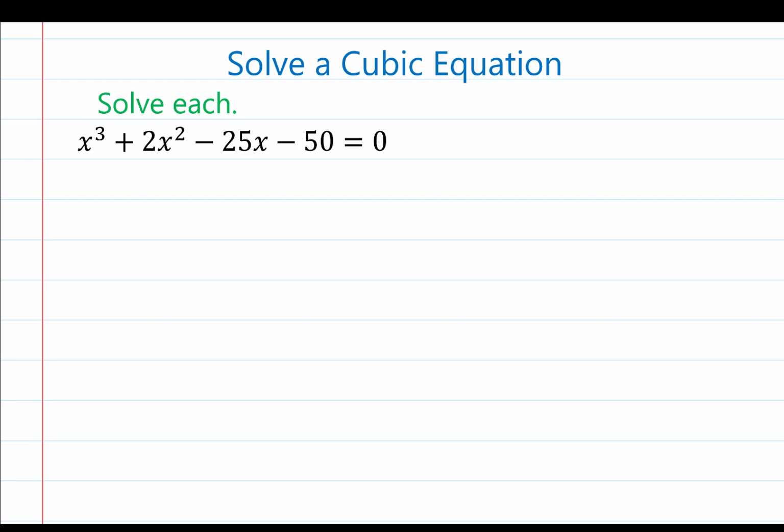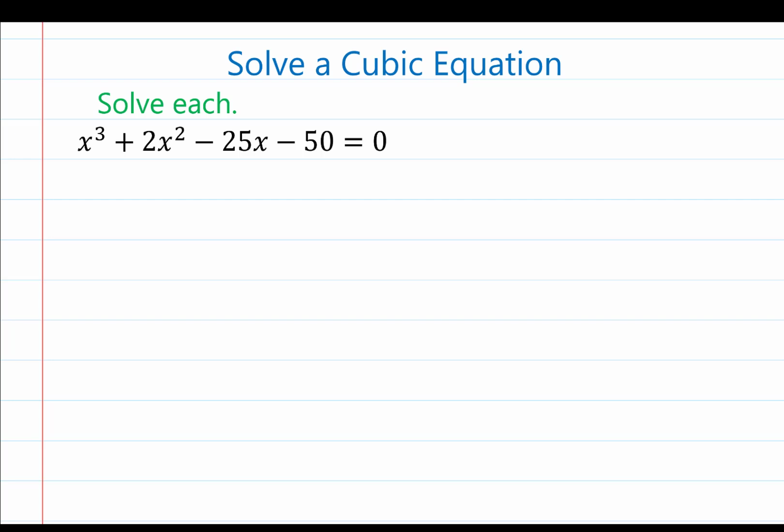Welcome back, mathematicians. In this video, we are going to solve a cubic equation by factoring. Now, a quick disclaimer: not all cubic equations can be solved using this factor by grouping method. However, there are some that can be factored by grouping, so let's go through that process.